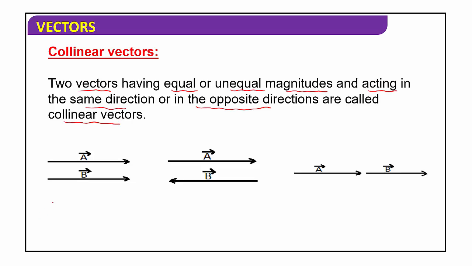You can observe these pictures. In the first picture, the two vectors are traveling in the same direction. But in the second picture, vector A and vector B, these two are traveling in the opposite direction. And in the third example, vector A and vector B, they are following each other. So they may have equal or unequal magnitude, same or opposite direction. So these are called collinear vectors.